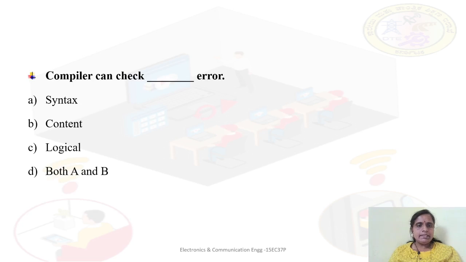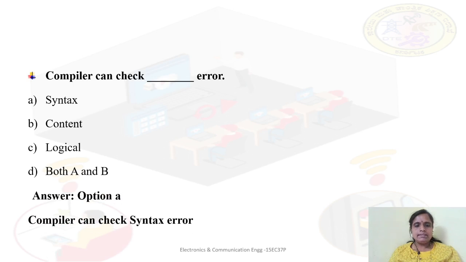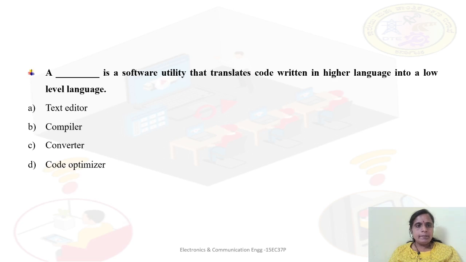The compiler can check dash errors. Which errors can it check? See, compilers can check only the what? Yes, it is the syntax error. Only the syntax errors can be checked, and not the content and neither the logical errors.